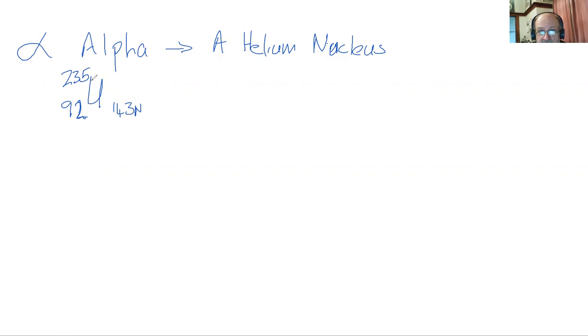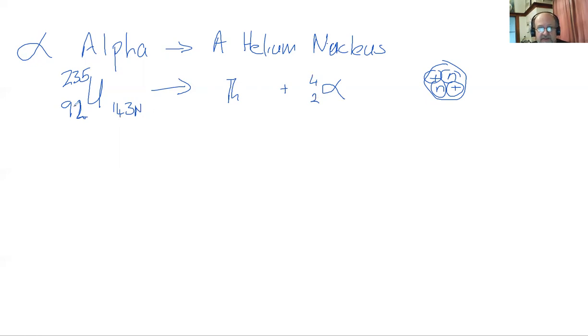Okay, but say we have a uranium atom and it spontaneously breaks down. What are we going to end up with? Thorium, plus an alpha particle. Now what we know is the alpha particle, because it's a helium nucleus, has 2 positive, 2 negative. So the alpha particle is going to have 4 nucleons and 2 protons.